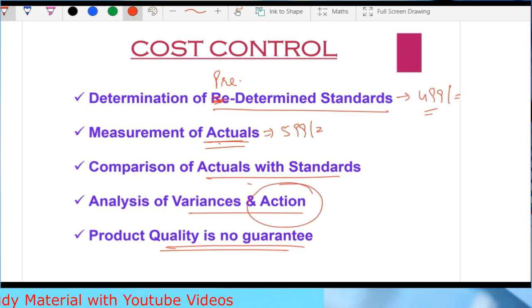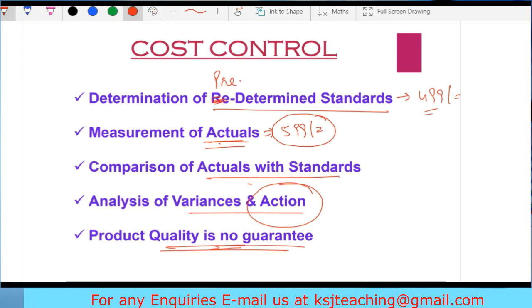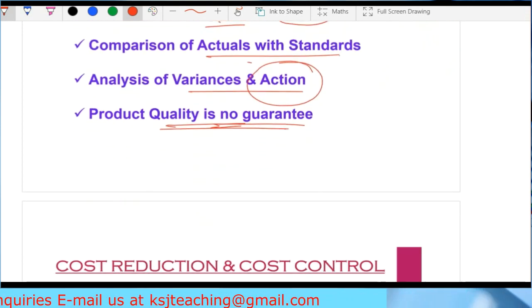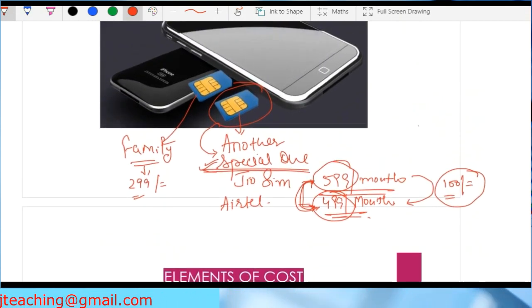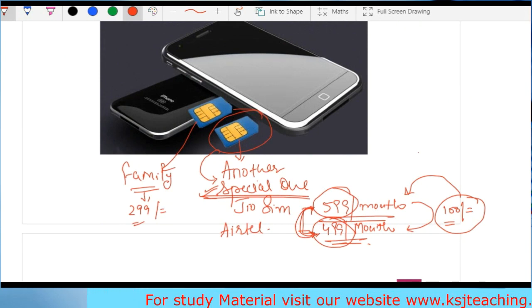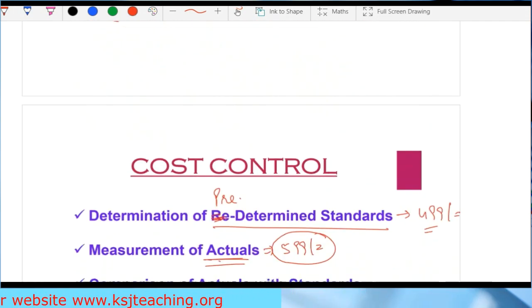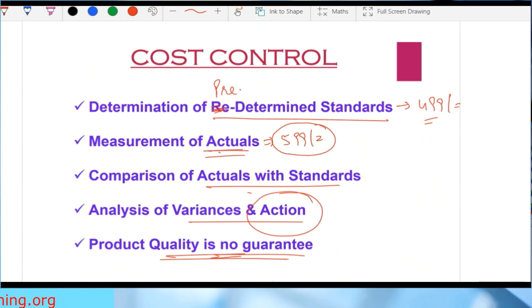That means you will look for another alternative, right, where you will have the same plan details what you are getting in 599. Okay, product quality is no guarantee. That's what I told you, that the Airtel might be having a bad call quality, right? So in saving 100 rupees, you might be losing on the call quality. So quality is not guaranteed. Your cost will come down, but the quality is not guaranteed, sir. Okay. So this is the difference between cost reduction and cost control.